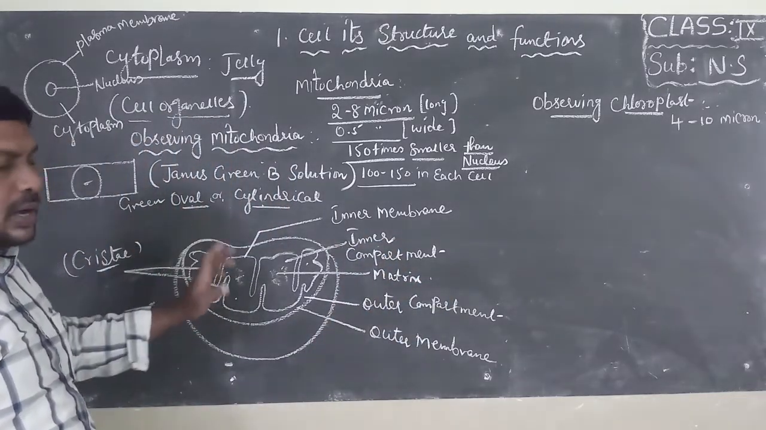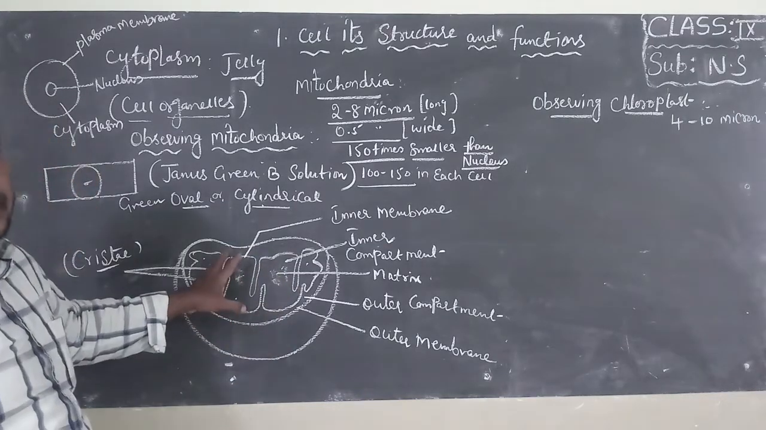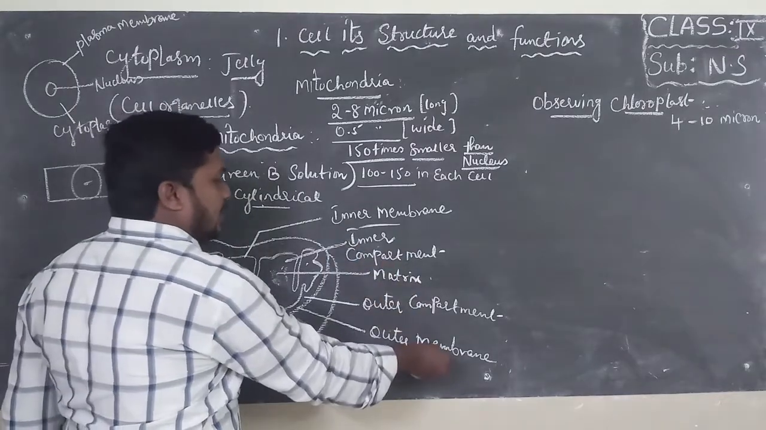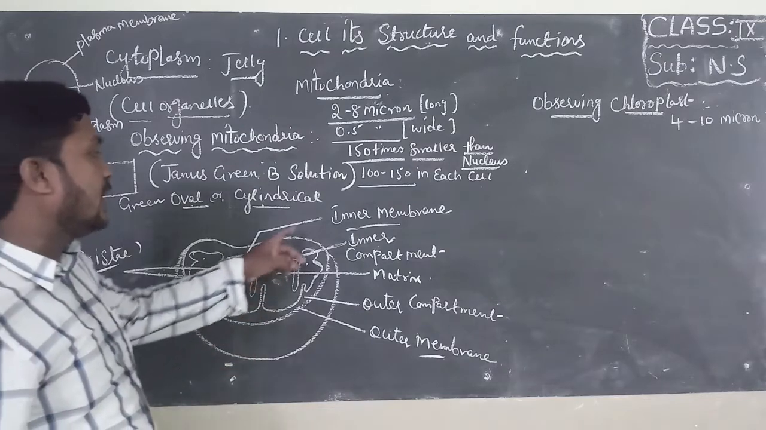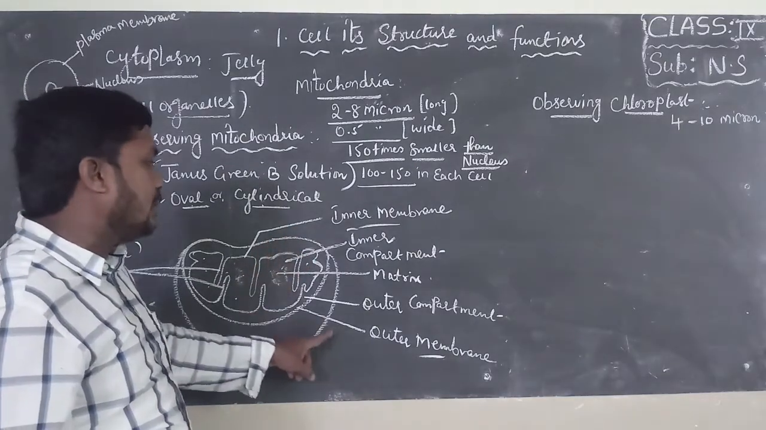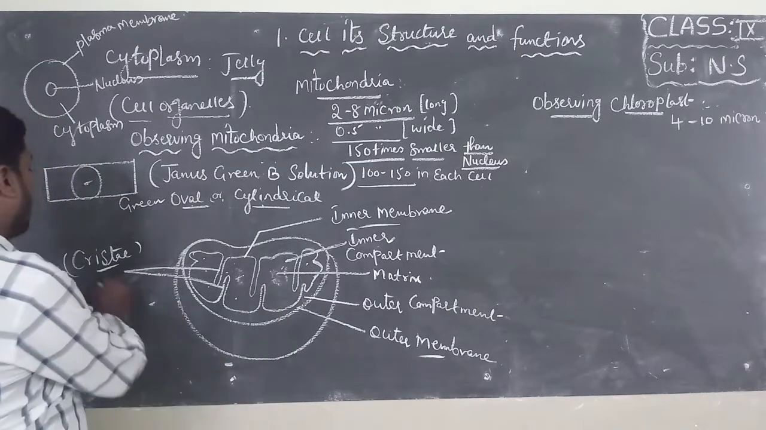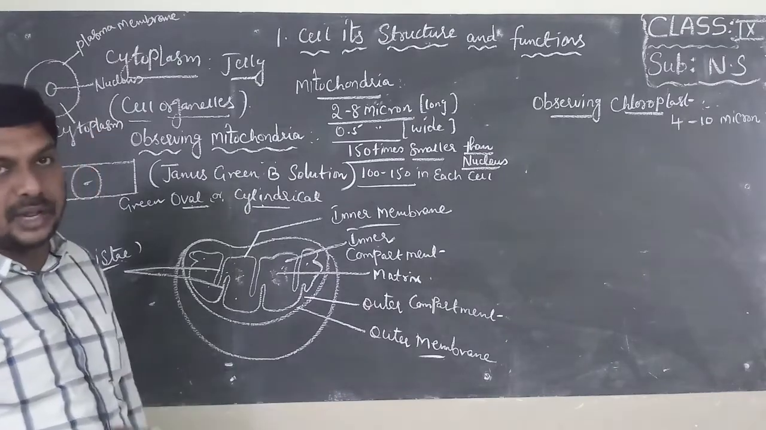Mitochondria consist of two compartments, the inner compartment and the outer compartment. The inner compartment is surrounded by the inner membrane, and the outer compartment is surrounded by the outer membrane. The inner membrane has several folds known as cristae. The outer membrane is smooth and does not have any folds.